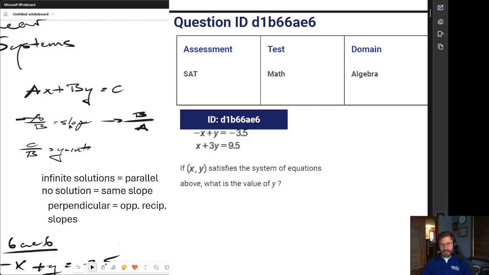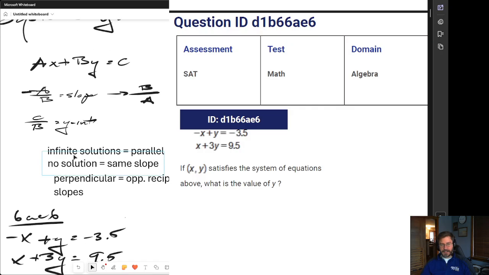Negative a divided by b is going to give us the slope. This is not the same as slope-intercept form, right? So slope-intercept form gives us y equals mx plus b. And you'll know, hopefully, that m is the slope there. But this is not the same arrangement. It is different. So in this arrangement, negative a divided by b gives us the slope. c divided by b gives us the y-intercept. So those are some definitions that we're going to want to hold on to.